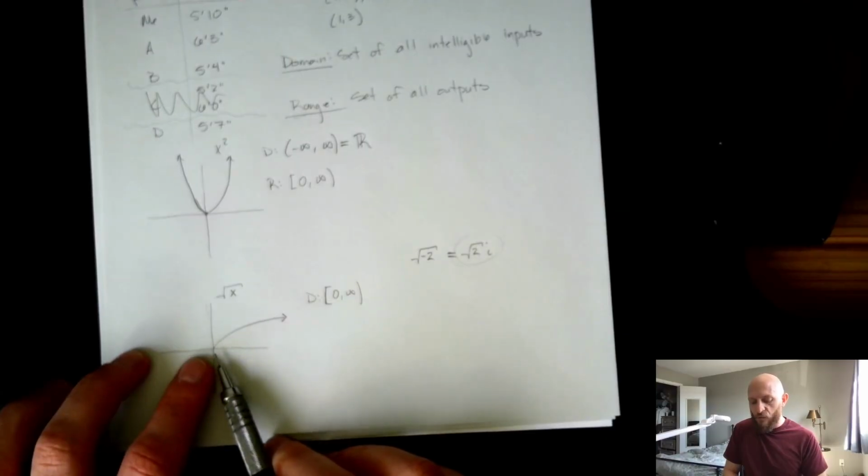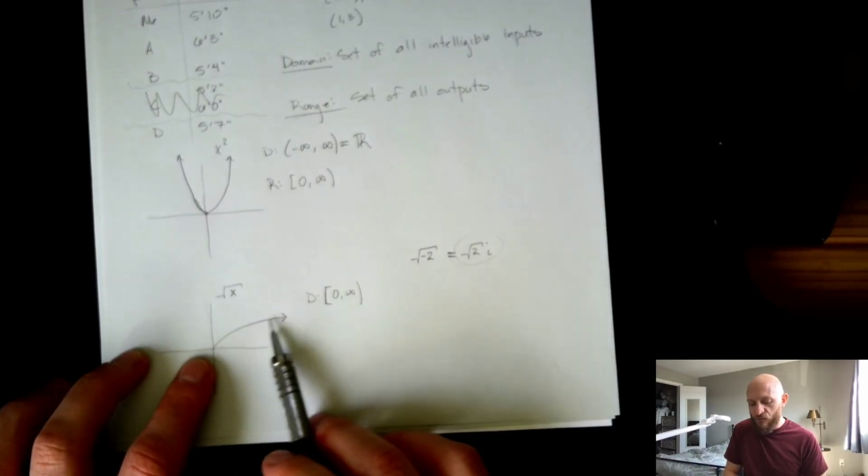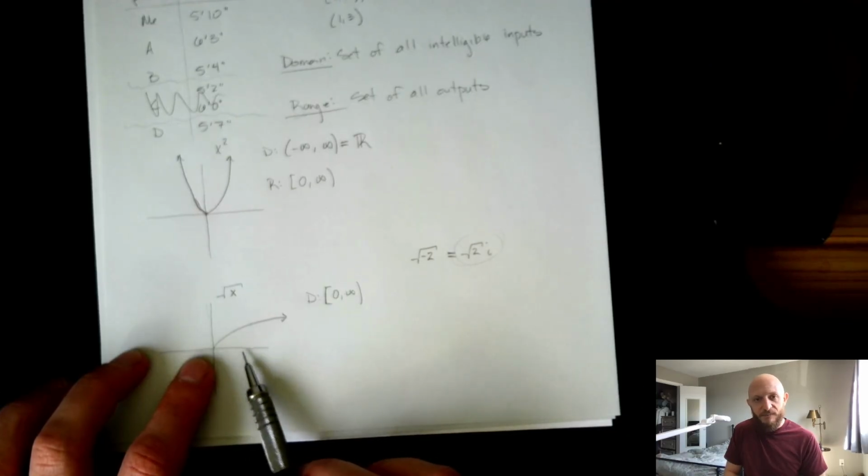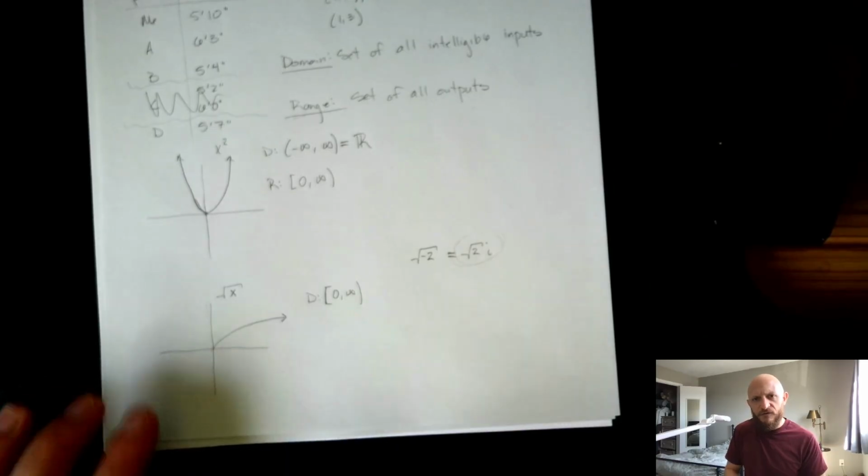So looking at the graph, you can think of it like, what are all of the x values that the graph is being touched by? It's everywhere over here from 0 to infinity.